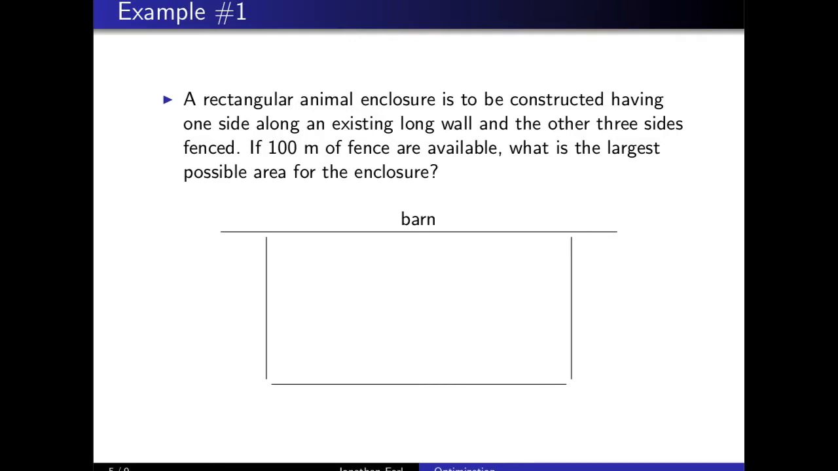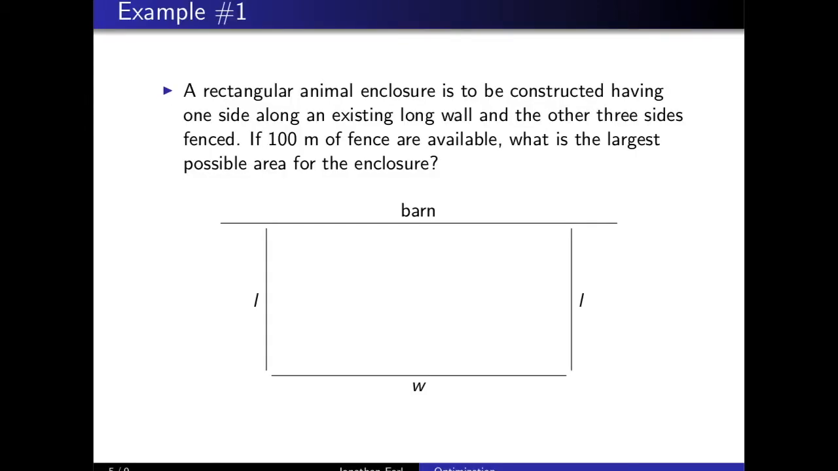So the first one that we have is we're given a rectangular enclosure, has to be constructed along one side of an existing wall, so a barn or something, and the other three sides are going to be fenced. So if we're only allowed to use 100 meters of fencing, what is the largest possible enclosure that we can have? So we have a restriction in the perimeter, and we want to maximize the amount of area.